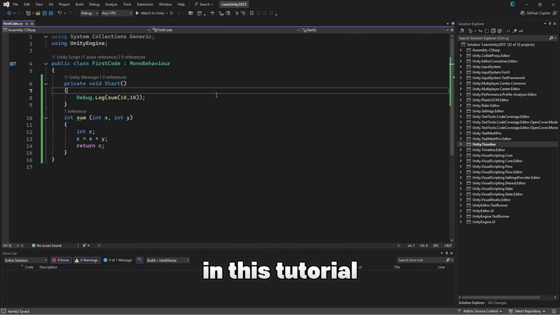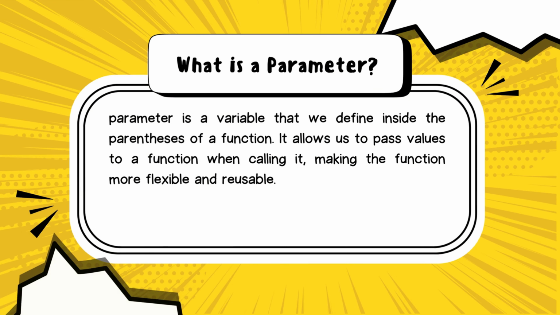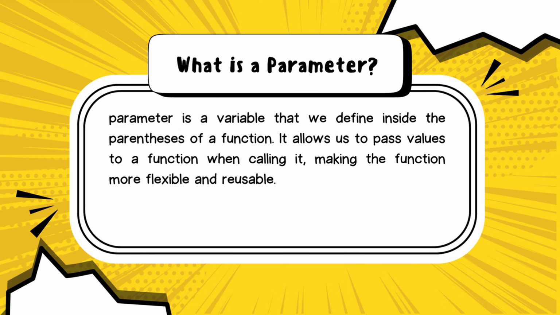Hello and welcome. In this tutorial, we will explore how to use parameters in Unity to make your functions more flexible and reusable. What is a parameter? A parameter is a variable that we define inside the parentheses of a function. It allows us to pass values to a function when calling it, making the function more flexible and reusable.